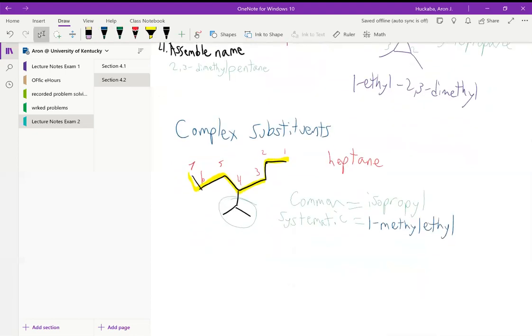And when you're assembling the overall systematic name using a complex substituent, it's pretty straightforward, because here it looks like we already have our numbering correct, because if you number it the other way, it's also in the 4 position. So we would say this molecule is called 4-(1-methylethyl)heptane.